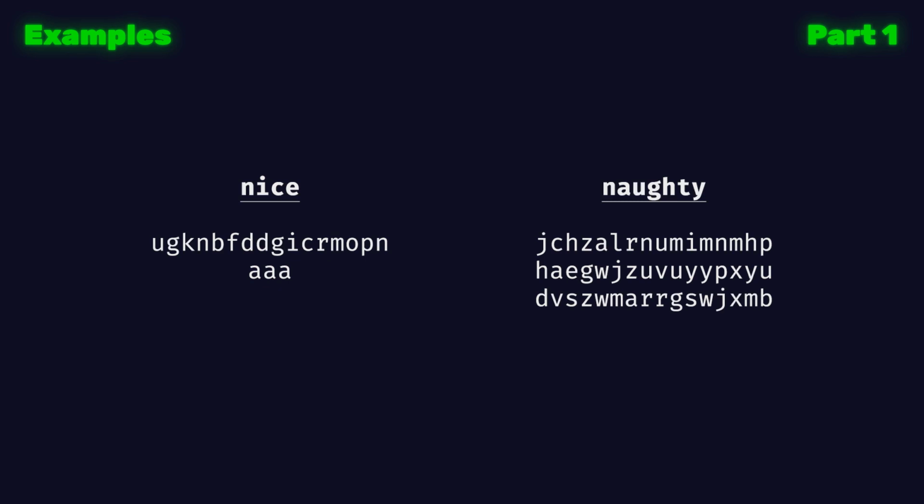Now for the naughty list, you'll find that the first example has no double letter. The second example contains the pair X and Y, which is forbidden. Finally, the last example contains only one vowel. Hopefully this makes the rules pretty clear. Please go ahead and write your solution if you haven't already. Now, let's look at the solution.